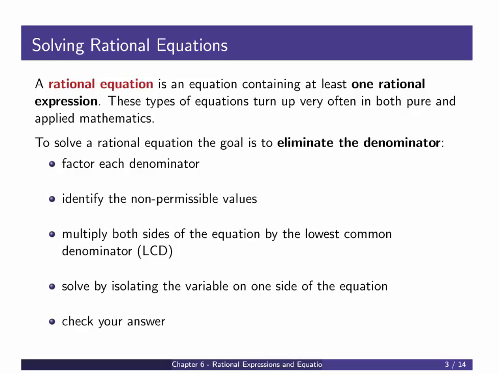So, solving a rational equation, here's what you're going to do. Now this might not make too much sense until we do an example, but you're going to factor the denominator first. Let's check that off because we are pros at doing that. We're going to identify the non-permissible values. We should be fine with doing that by now. Here's something new. We're going to multiply both sides of the equation by the LCD. Then you're going to solve by isolating the variable on one side of the equation, as usual. Checking your answer, we should be good. So here's the only new step.